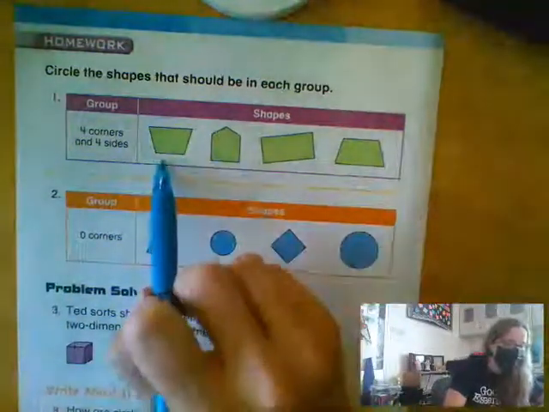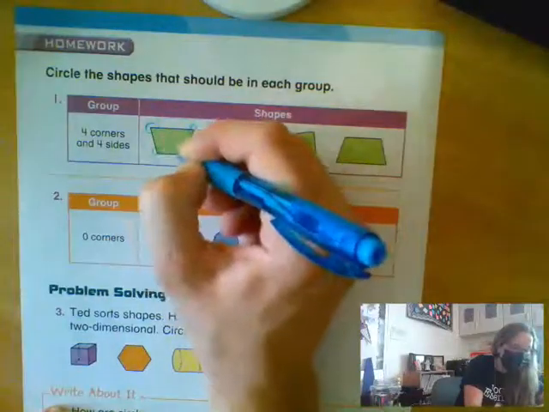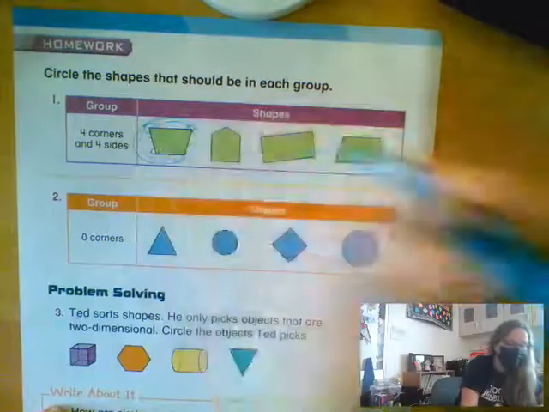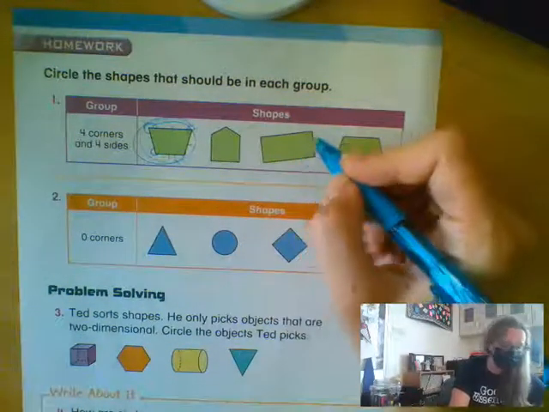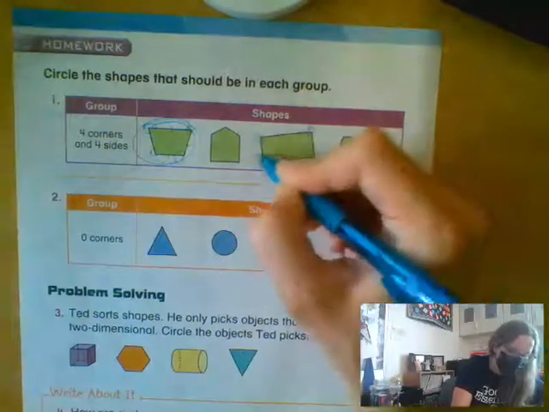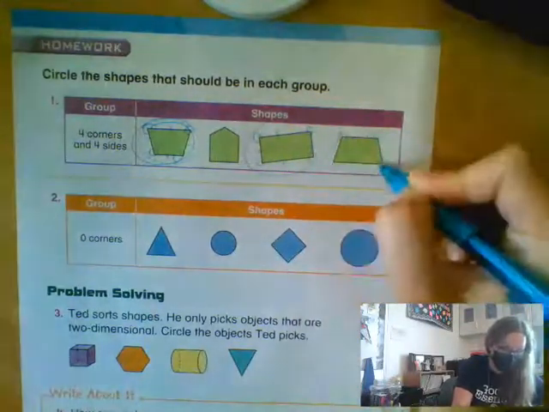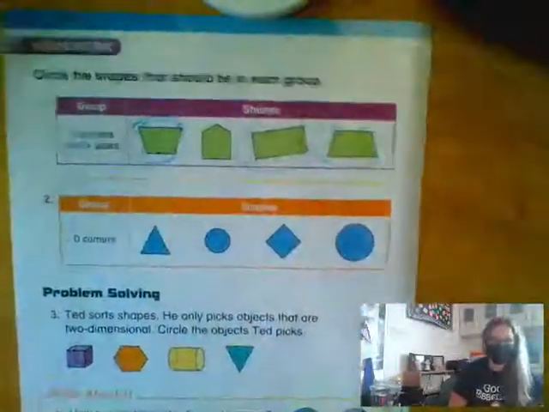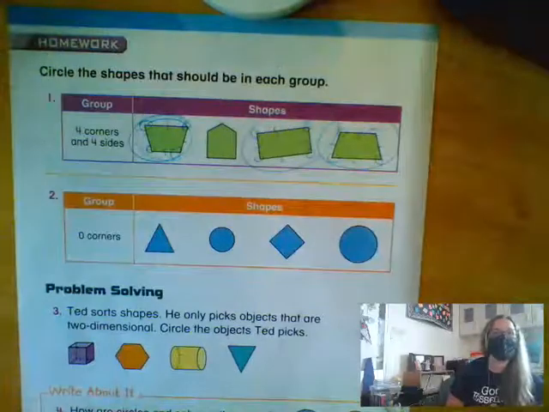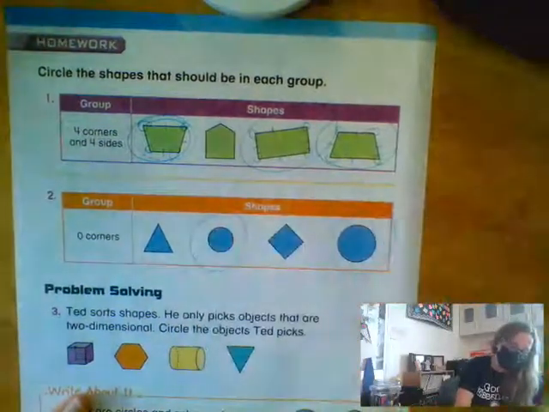Mateo, yes or no? Yeah. Yep, we got 1, 2, 3, 4 corners and 1, 2, 3, 4 sides. How about this one? No. Nope. How about this one? Yeah. We got 1, 2, 3, 4, and 1, 2, 3, 4. And this one's a yeah as well. Good job. So you should circle that one, and that one. Lillian, number 2, circle the ones with 0 corners. Circle the circles. Good job.